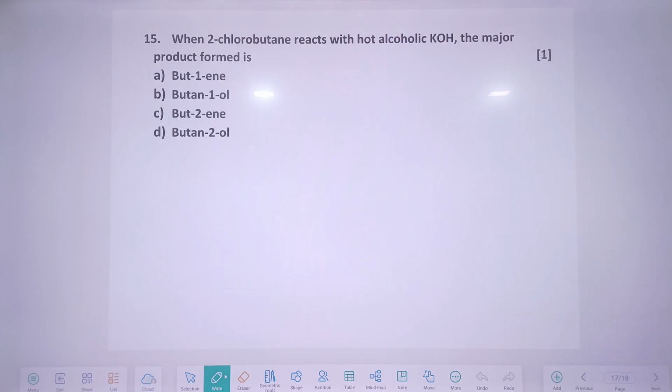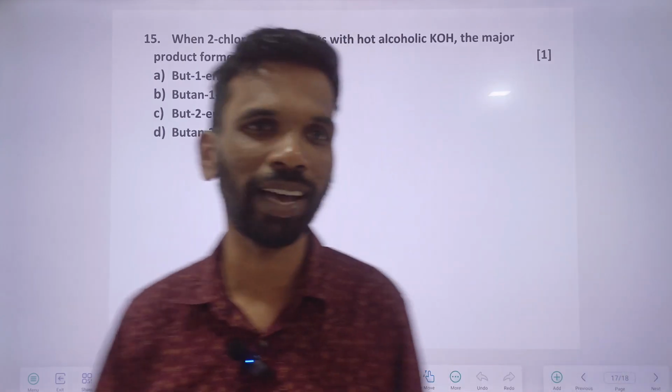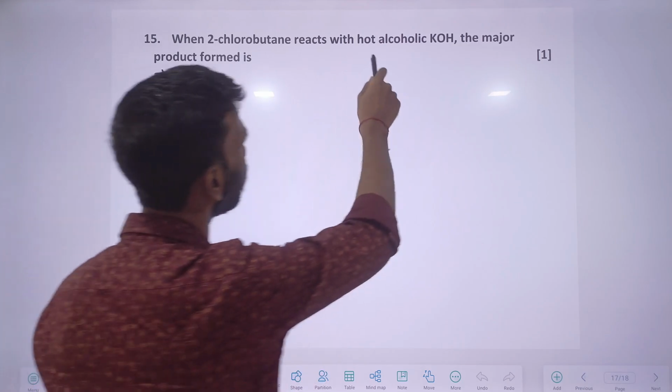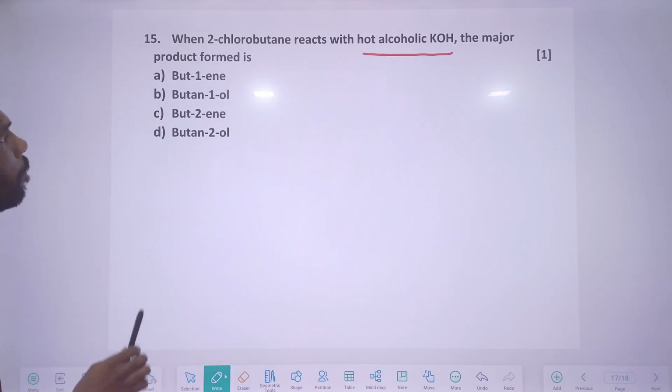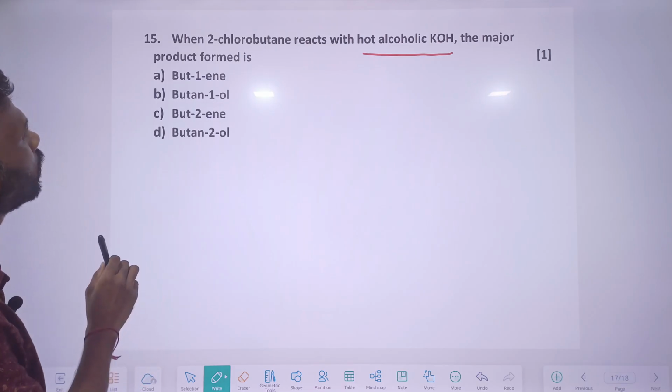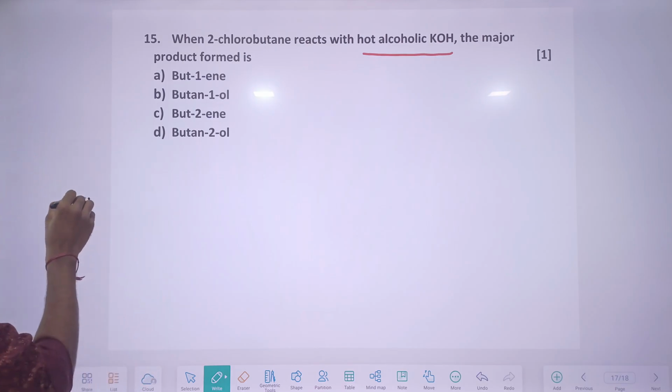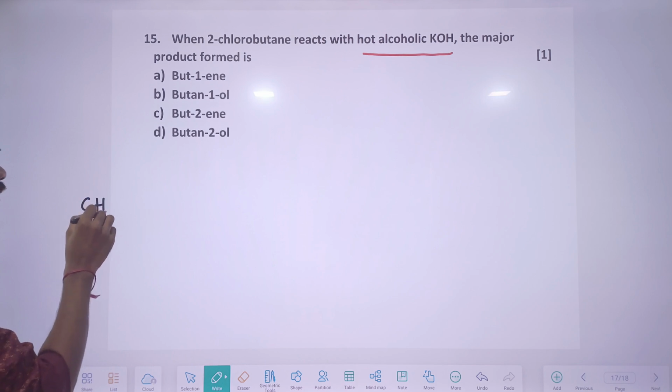2-chlorobutane reacts with hot alcoholic KOH, the major product. Okay, this is again an elimination reaction. How do I understand? It is alcoholic KOH. So over here, 2-chlorobutane. First we'll draw the structure of 2-chlorobutane.